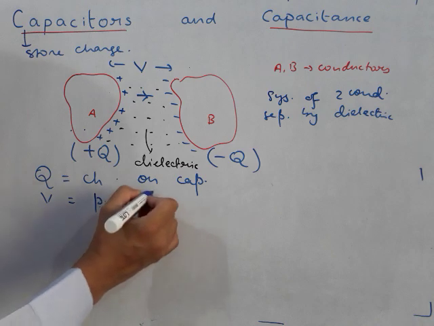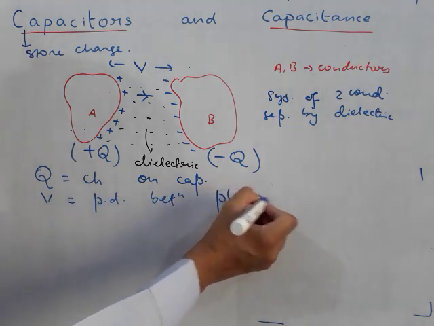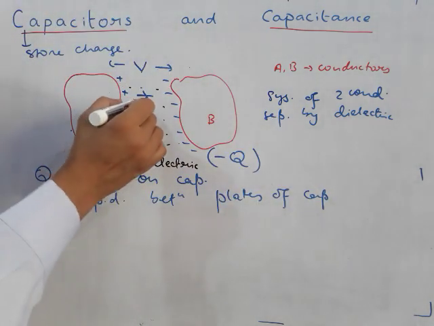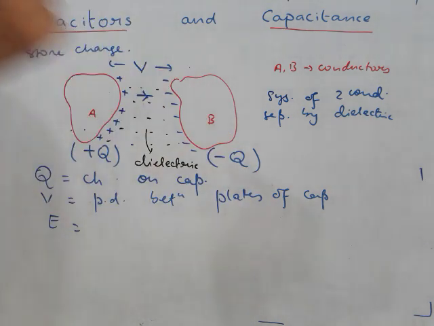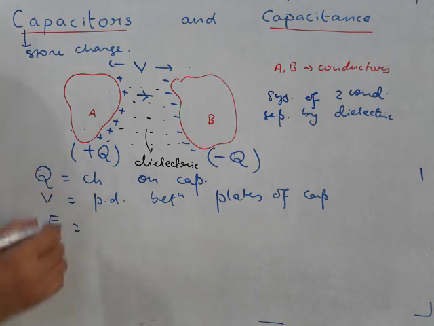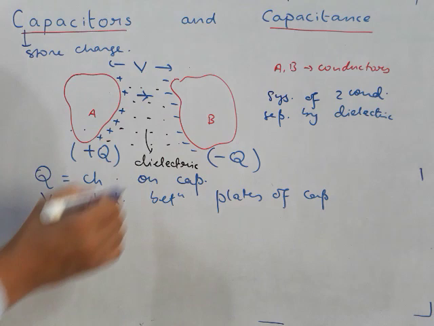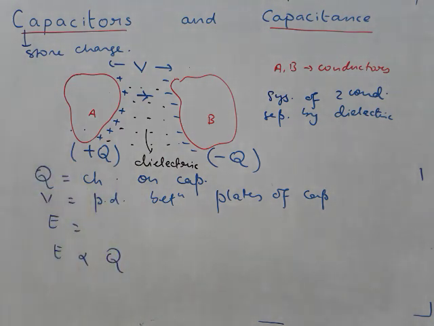V is the potential difference between the plates of the capacitor, and in between them there is some electric field, that is E. E is the electric field between the plates of the capacitor. Now we know that this electric field E is proportional to, the higher the magnitude of these charges, the more will be the electric field. So E will be proportional to Q.